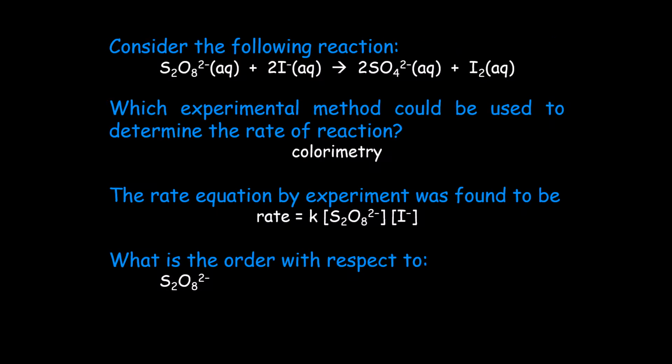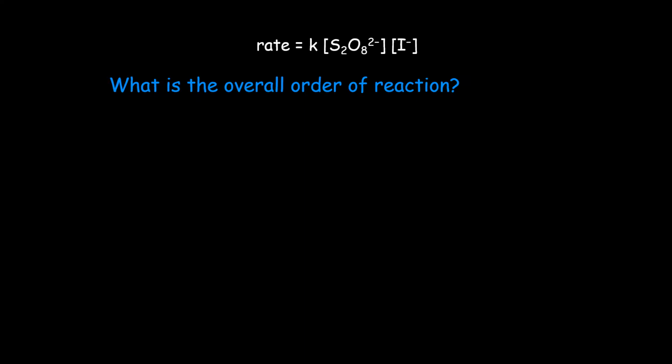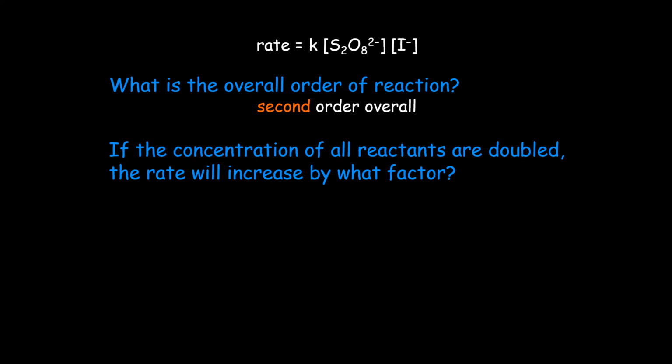We can use colorimetry because iodide ions are colourless, whereas iodine is brown. Now there's the rate equation found from experiments. The peroxydisulfate is first order and the iodide ion is also first order. The overall order, now remember, you add the orders, so it's going to be second order.